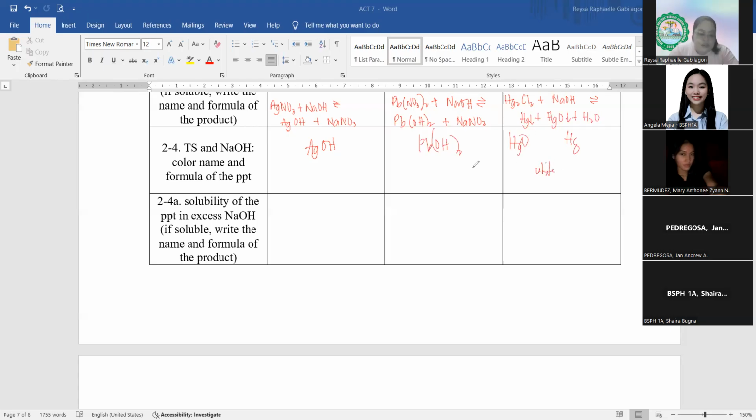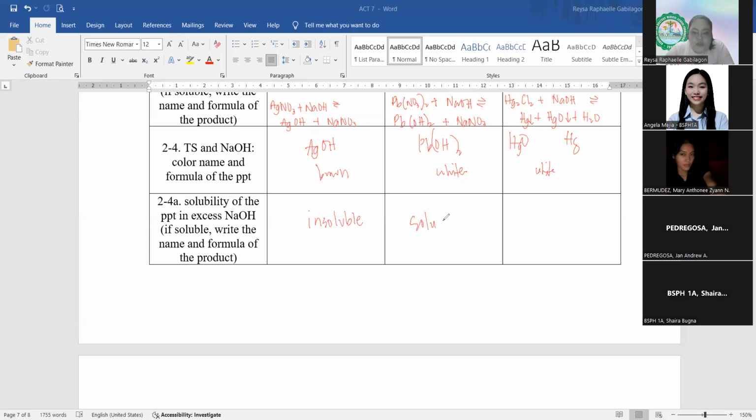This is still color white. Color white pa rin ito. Ito din white. But this time, the AgOH, I have written this already kanina, no? This is color brown. Okay? Now, in terms of their solubility, this is insoluble. So, pag insoluble, no need for a new product, meaning walang reaction dyan.